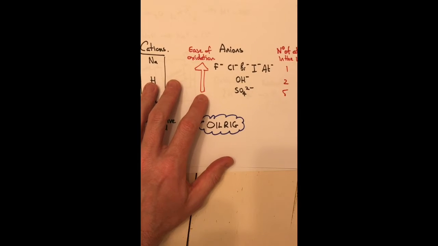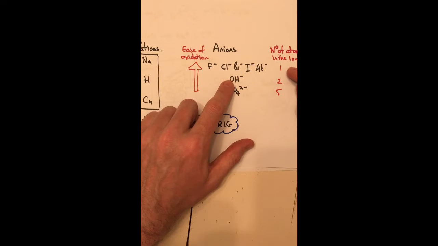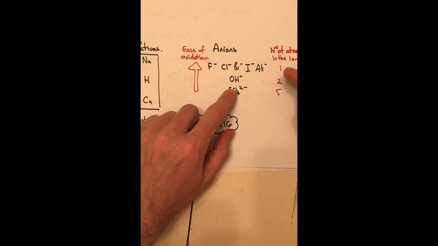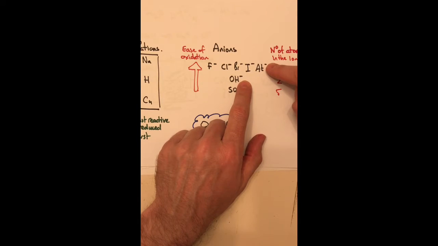When we look at which one of these is going to react first, basically the simplest is going to be the one that is going to oxidize or react first. This is the ease of oxidation. So if we had a halide ion with a hydroxide, the halide ion is going to go first. It's going to be the one to oxidize first. It's got the simplest formula, is a way to remember it.